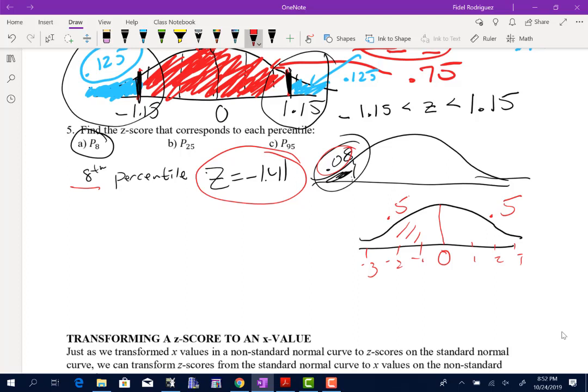Okay, guys, how do you think we're going to do this for the 25th percentile? The same way, right? So we're going to figure out, what we're saying is it's going to be the 25th percentile. So let's come back over here. Let's grab our calculator.